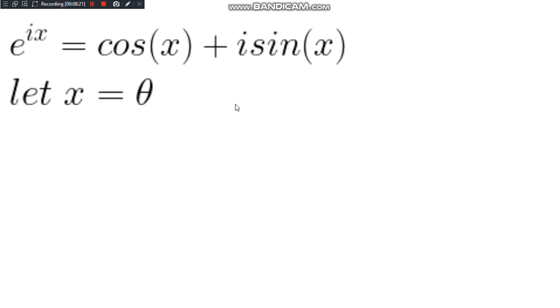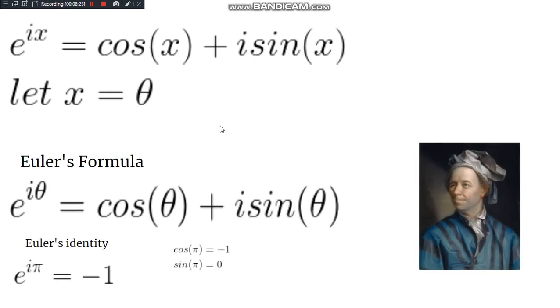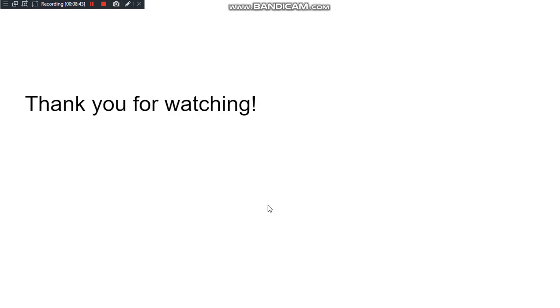If we just let x equals theta, we rewrite this as e to the i theta equals cosine theta plus i sine theta. And if we just plug in pi, we'll get e to the i pi equals negative 1. And this is called Euler's identity, and it's a really big identity, and many consider it to be one of the most beautiful identities in math. It is definitely one of the cooler identities, and it leads to many more advanced concepts.